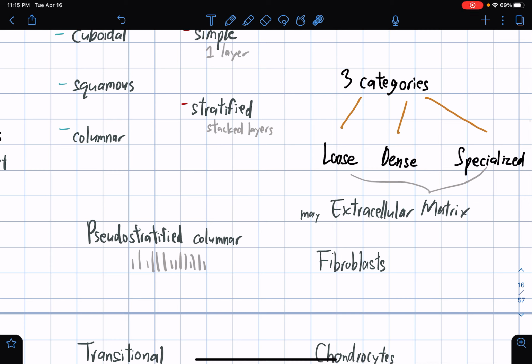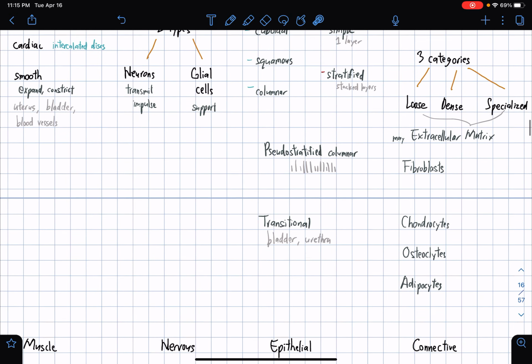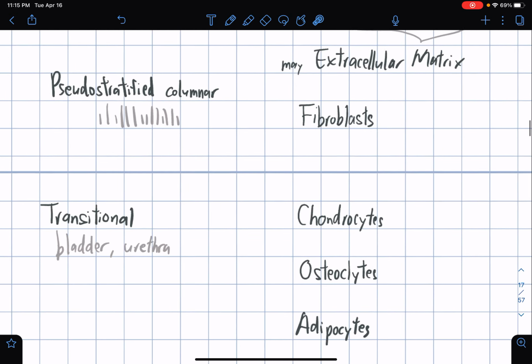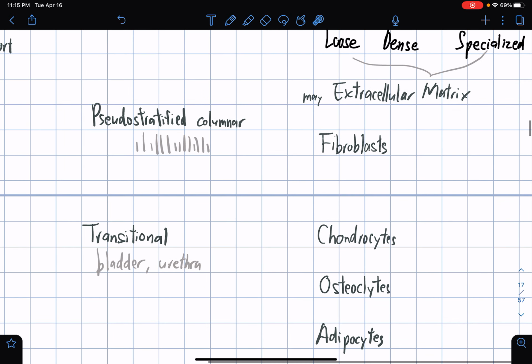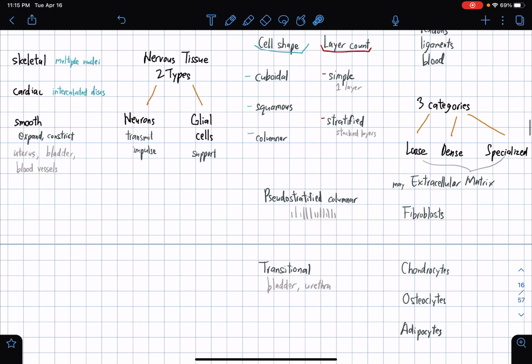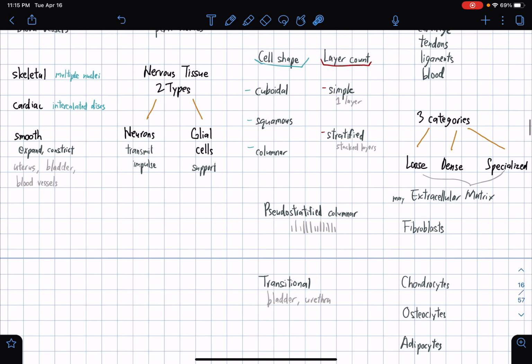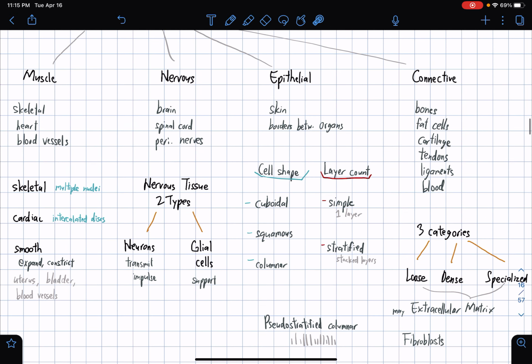There are three categories: loose, dense, and specialized. And they all have an extracellular matrix. So yeah, that's it. Fibroblasts. Why did I write that word? Ah, I think these are examples: chondrocytes, osteocytes, adipocytes. Okay, that's it. Oh yeah, back to epithelial.